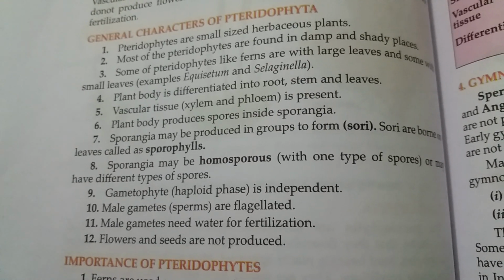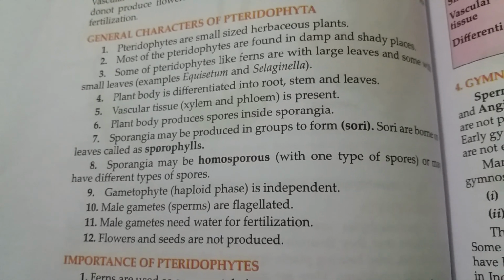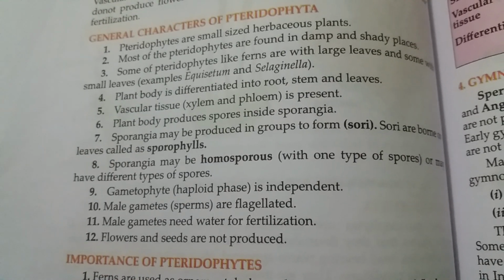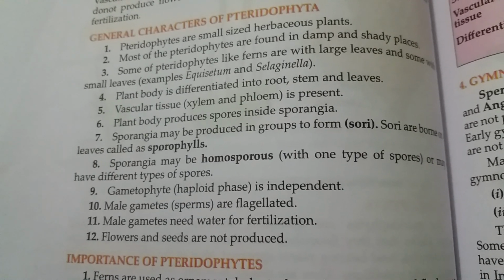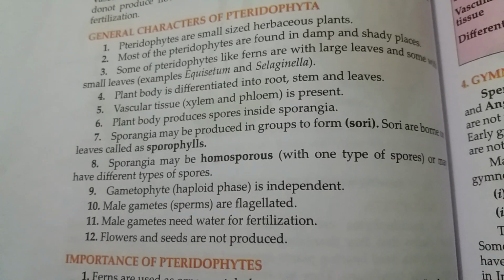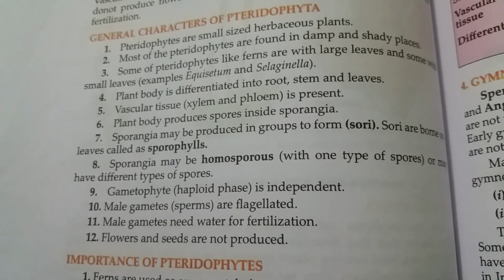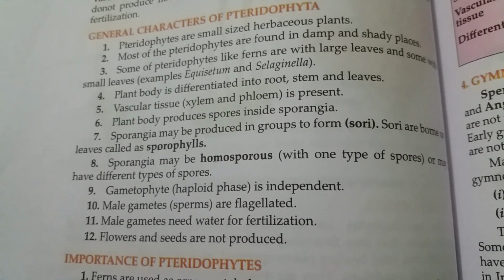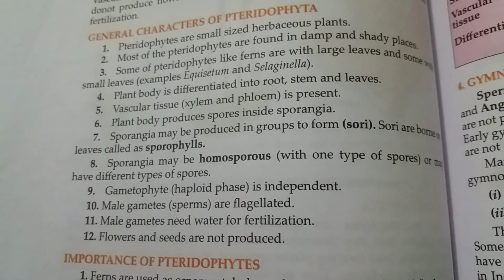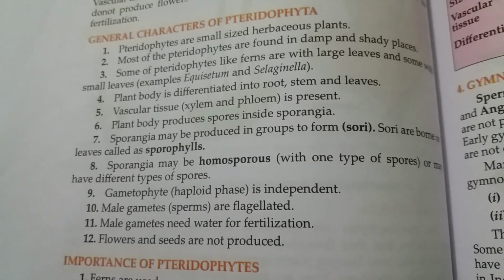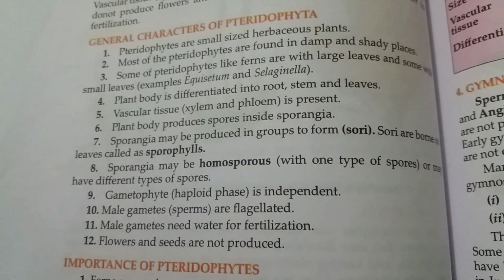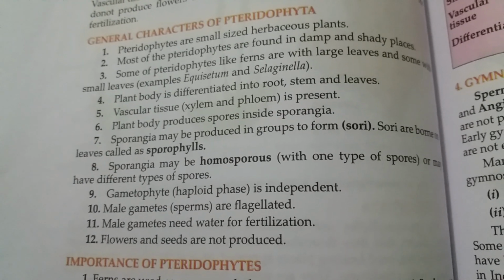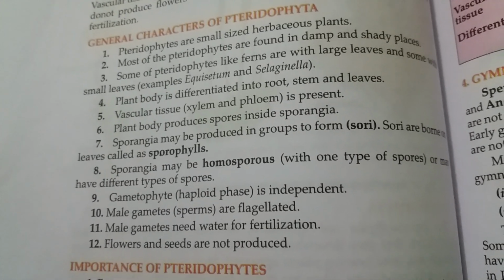Sporangia may be homosporous, means with one type of spores, or heterosporous, with different types of spores. The gametophyte is independent, means not dependent on the diploid body. Male gametes are flagellated, and male gametes also need water for fertilization. In pteridophytes, flowers and seeds are not produced.